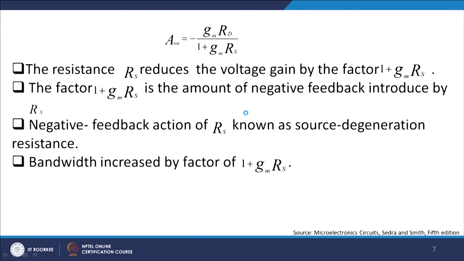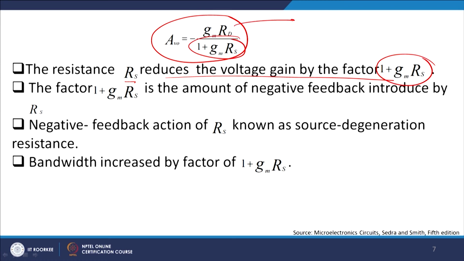So, let me come to this point, and this is what I was talking about. Av will be equal to minus gm Rd upon 1 plus gm Rs, and therefore, the resistance Rs reduces the voltage gain by a factor of 1 plus gm Rs. This is the reduction. You initially had gm Rd, now it reduces by a factor 1 plus gm Rs. So, therefore, we define 1 plus gm Rs as the amount of negative feedback which is introduced by Rs, fine.